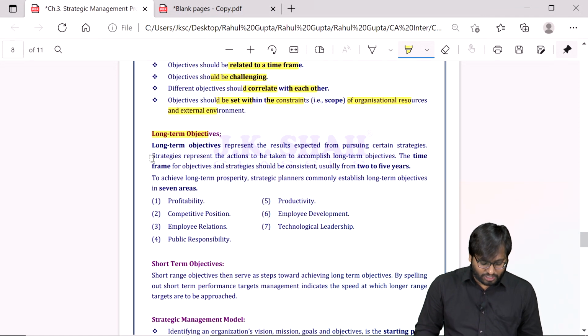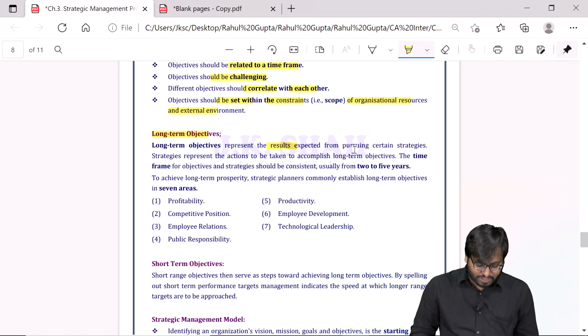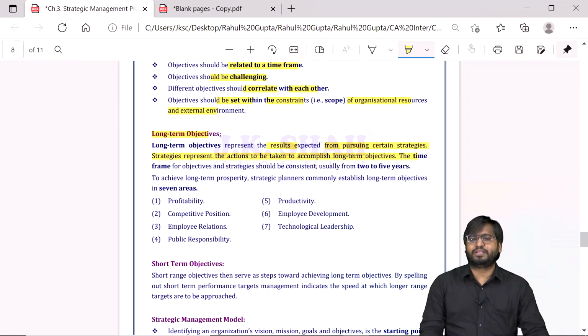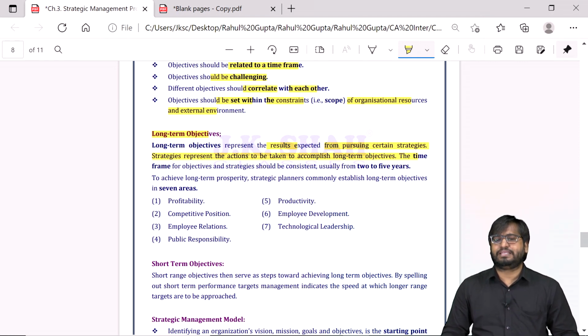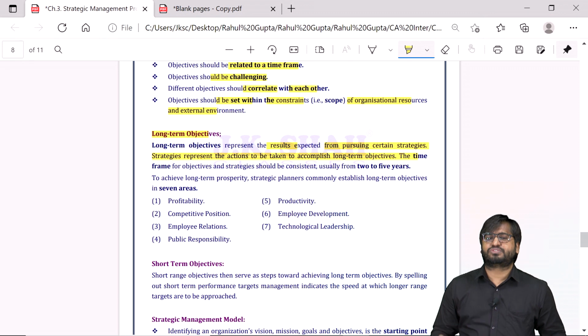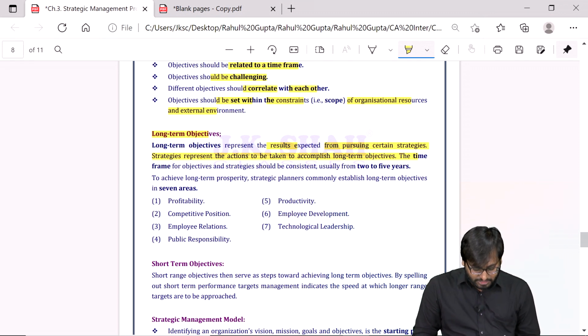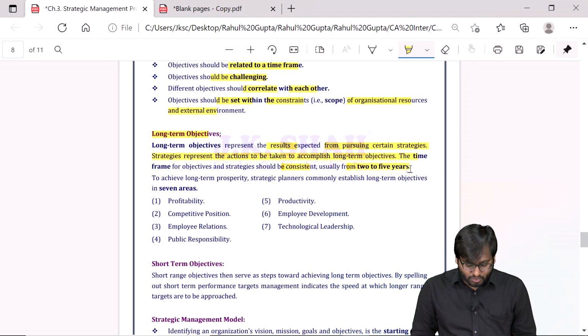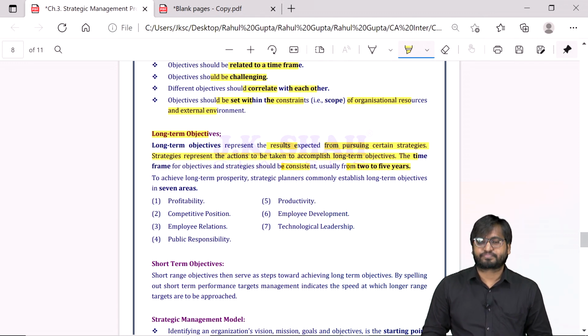So, long-term objectives represents the results expected from pursuing certain strategies. Strategies will represent the action to be taken to accomplish the long-term objectives. The time frame for objectives and strategies should be consistent, and usually it should be 2 to 5 years.